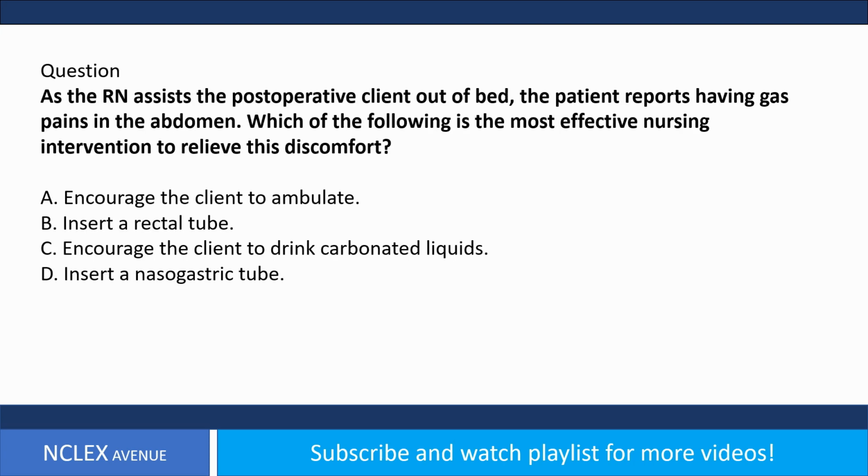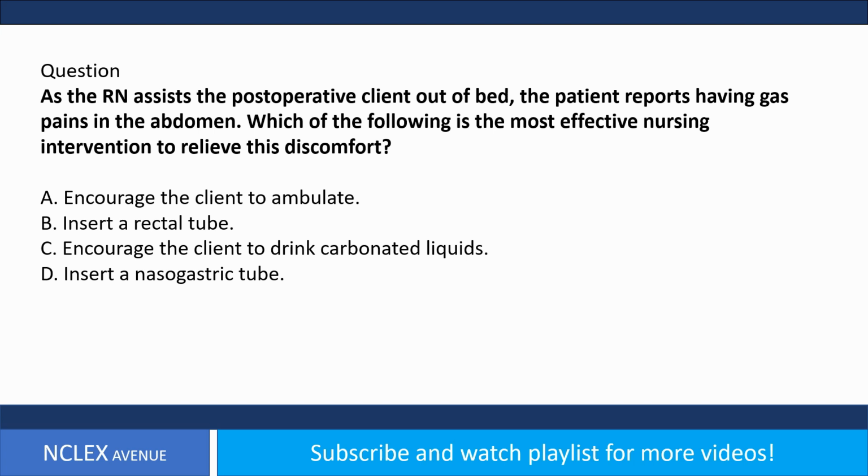Question. As the RN assists the postoperative client out of bed, the patient reports having gas pains in the abdomen. Which of the following is the most effective nursing intervention to relieve this discomfort? A. Encourage the client to ambulate. B. Insert a rectal tube. C. Encourage the client to drink carbonated liquids. D. Insert a nasogastric tube.